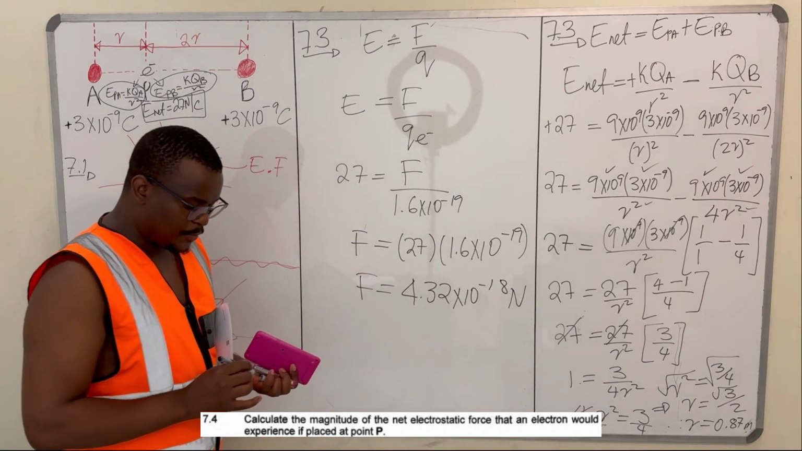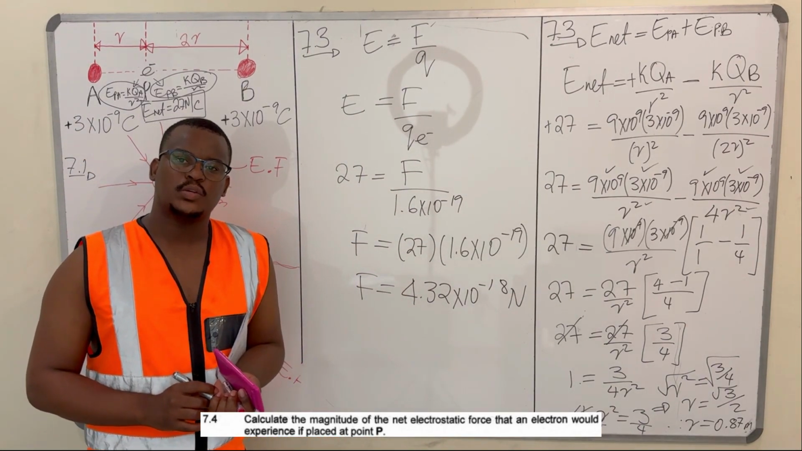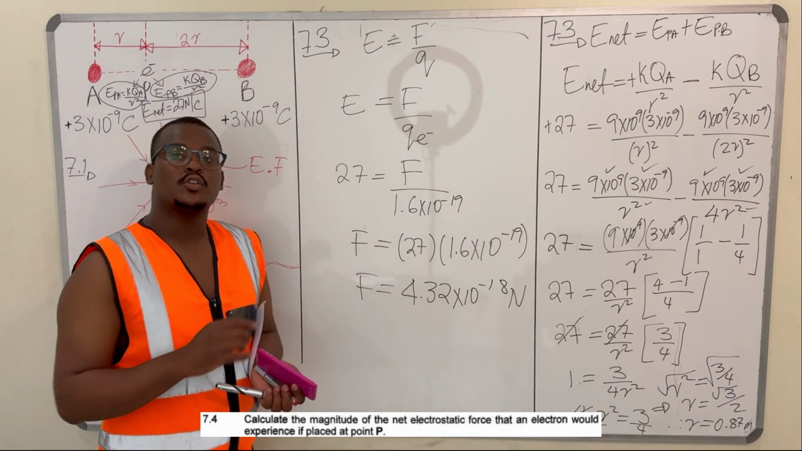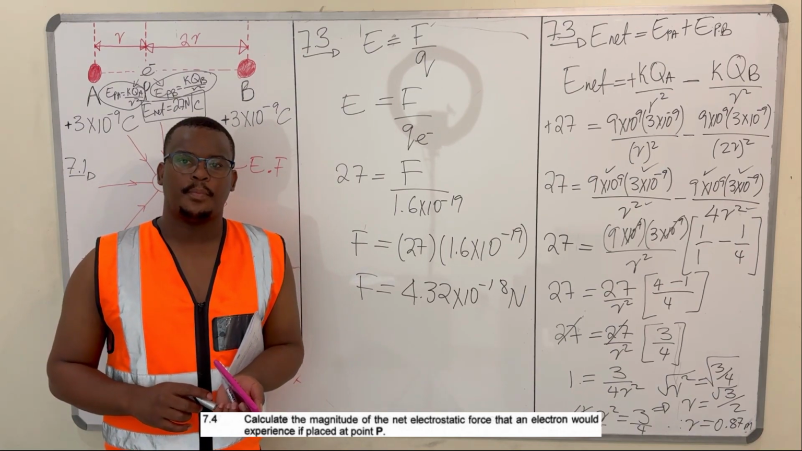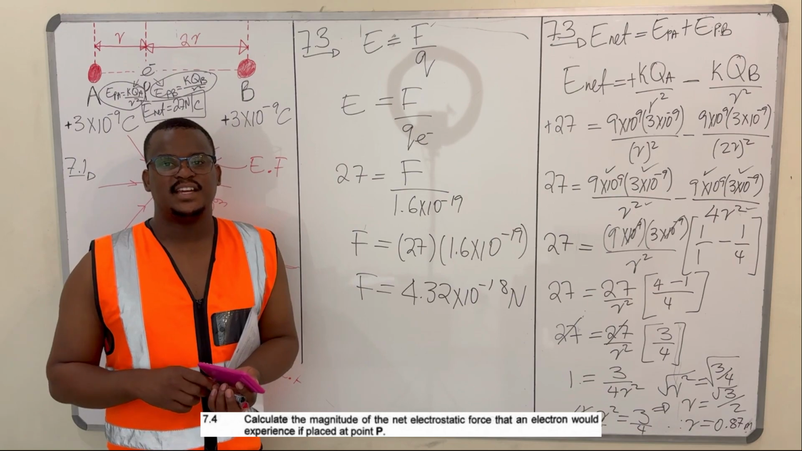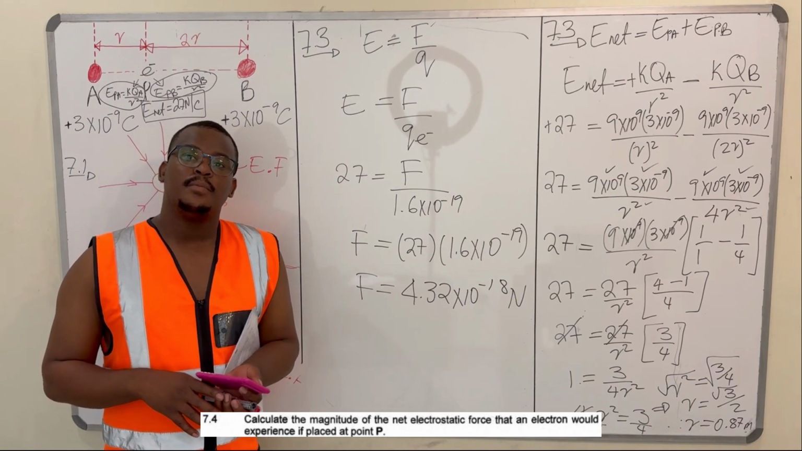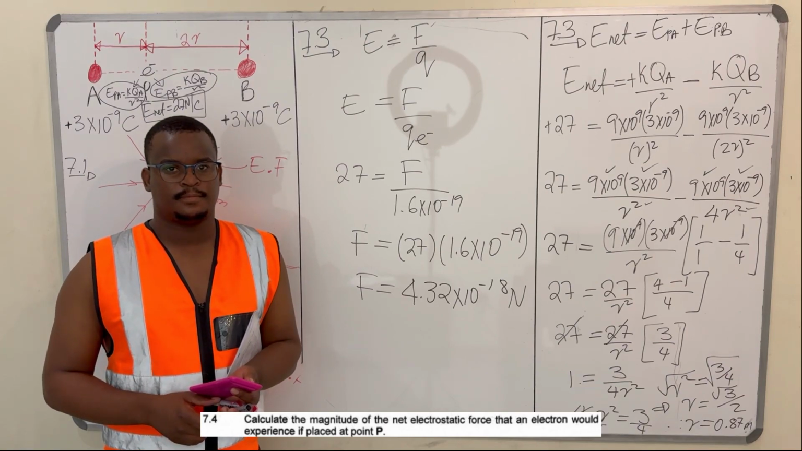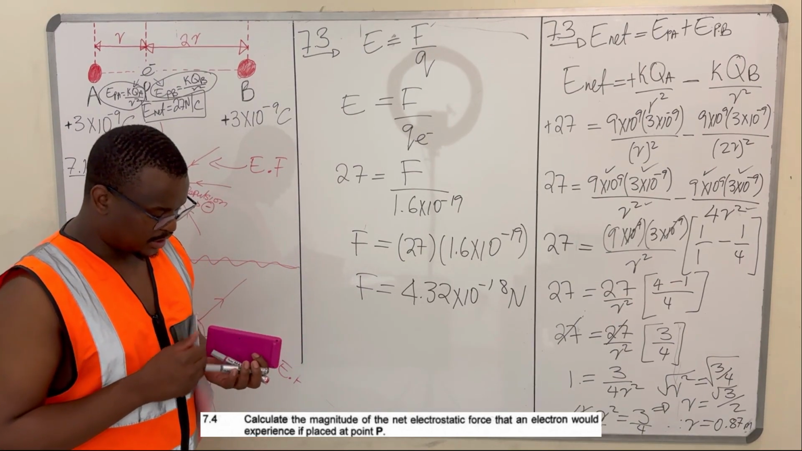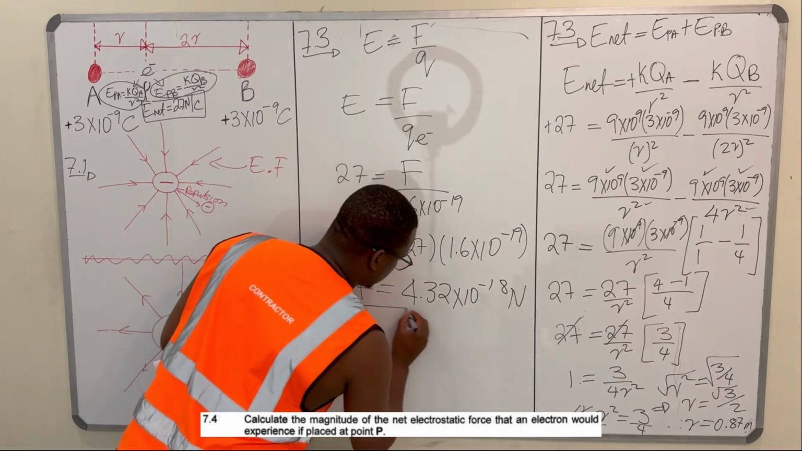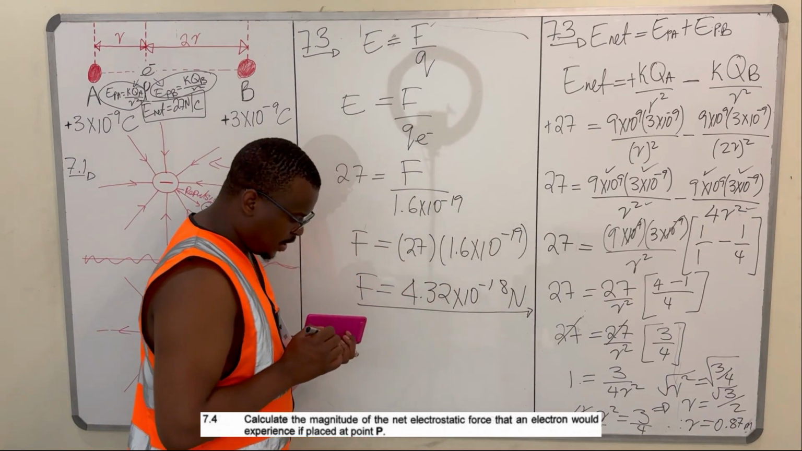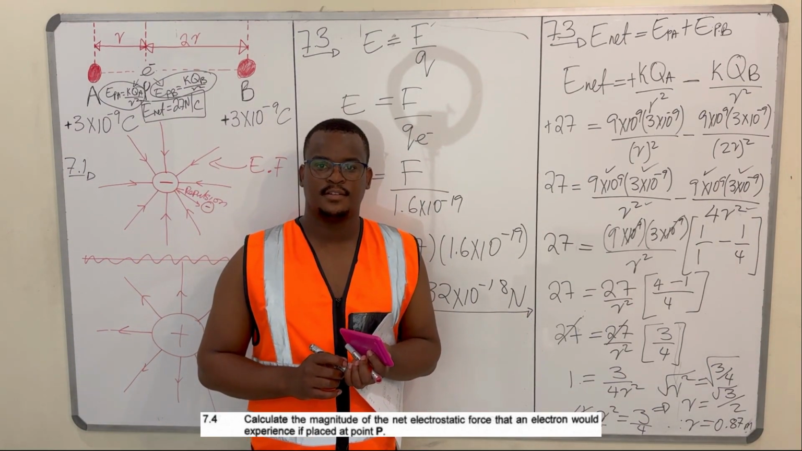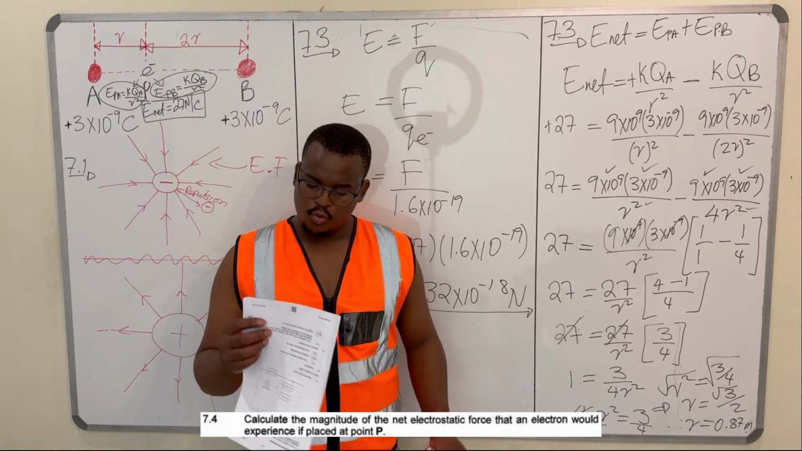So this is the magnitude of the net electrostatic force that will be experienced by an electron that is placed at the point where P is sitting, which is 0.87 meters from A. So it will experience this magnitude of force down here. So I would like to say we're done with this question. So we'll move to the next one.